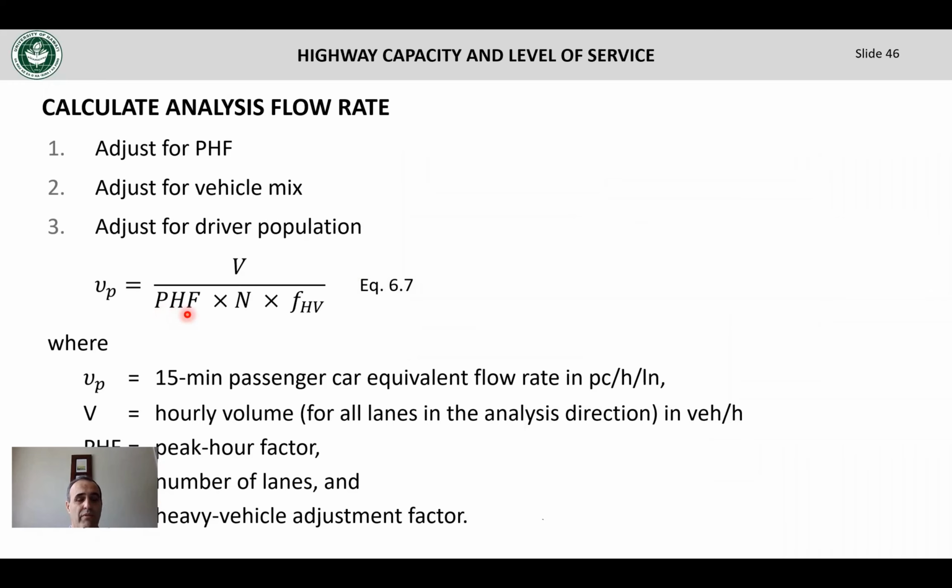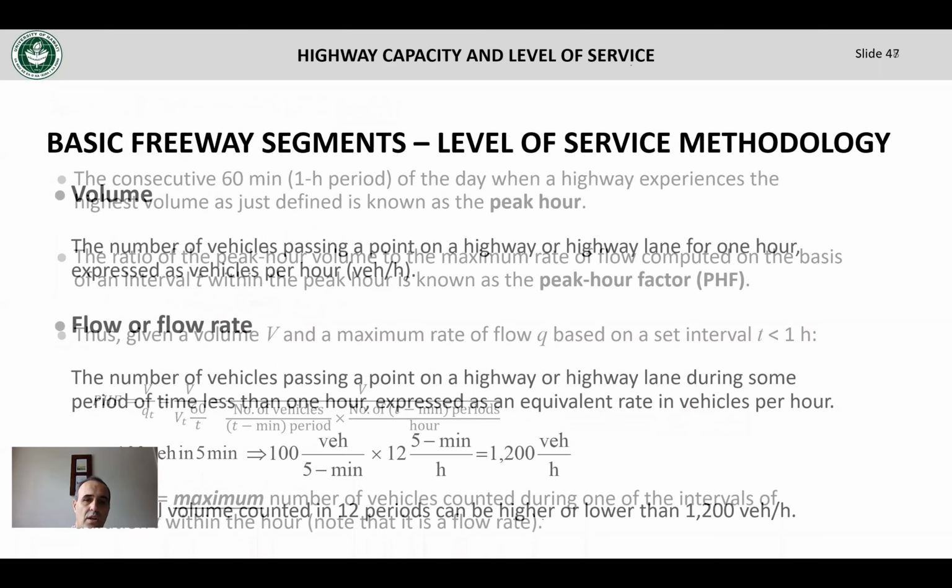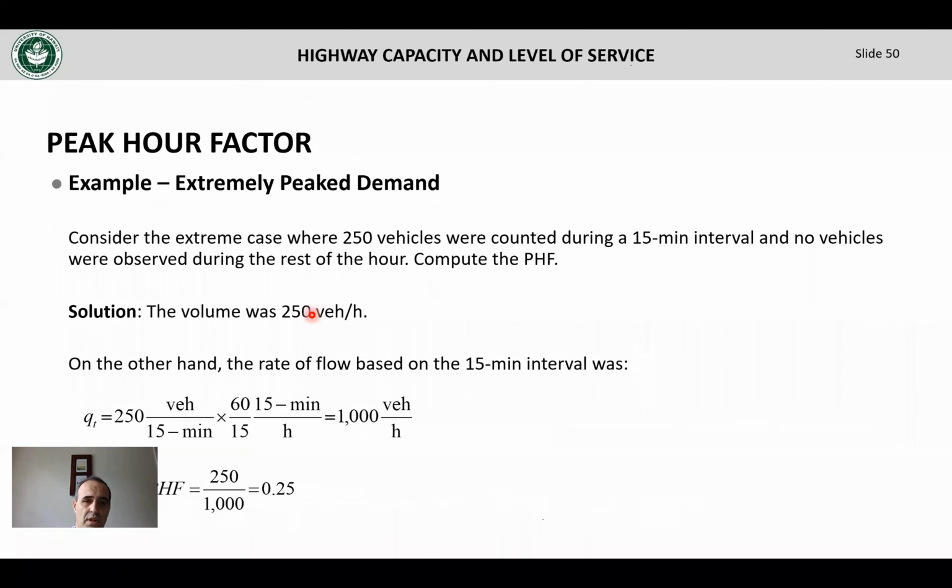So this peak hour factor, we're making the analysis accounting for the most congested 15-minute period. We divide by the number of lanes to convert the volume in vehicles per hour, total in all lanes, on a per lane basis. And then finally, we started talking about this heavy vehicle adjustment factor to account for the fact that not all vehicles in our traffic stream are the same.